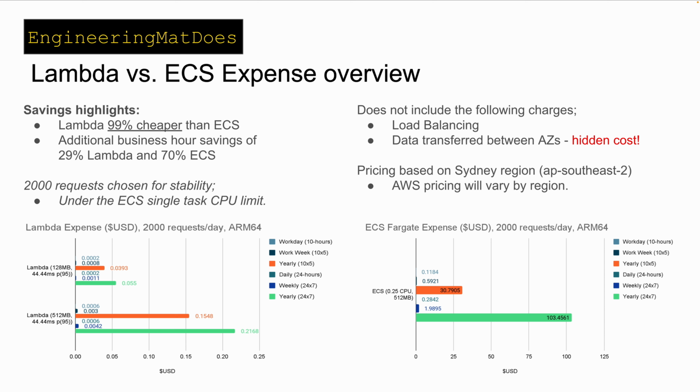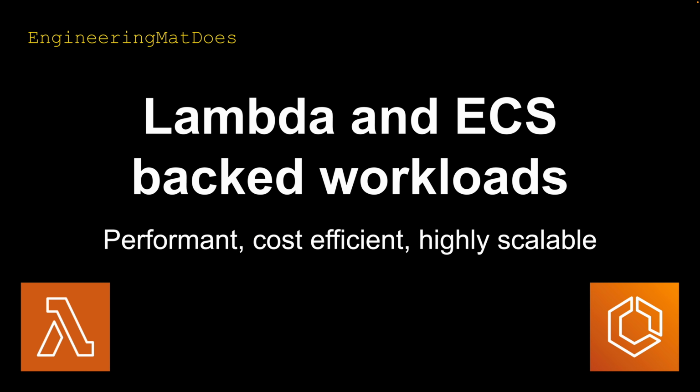The results here show that Lambda is coming in 99% cheaper when compared to ECS, with even the annual costs coming in at less than $1. It's quite impressive to see how much you could potentially save here with this approach. And on that note, it brings this short series to a conclusion.